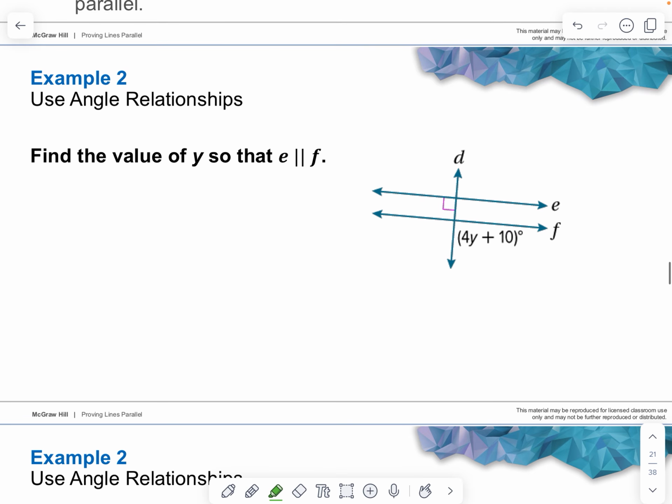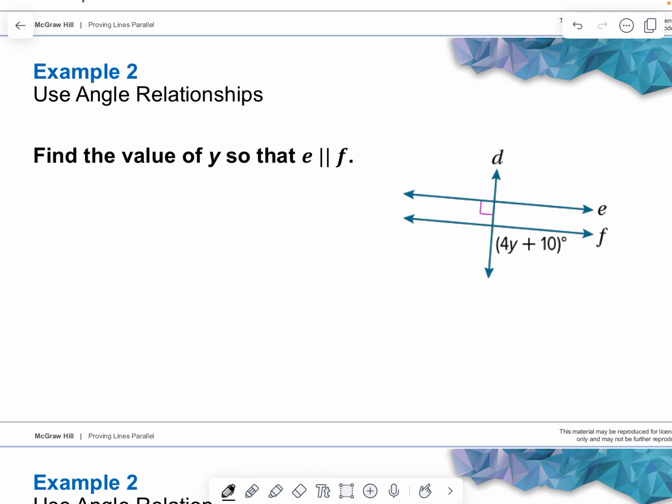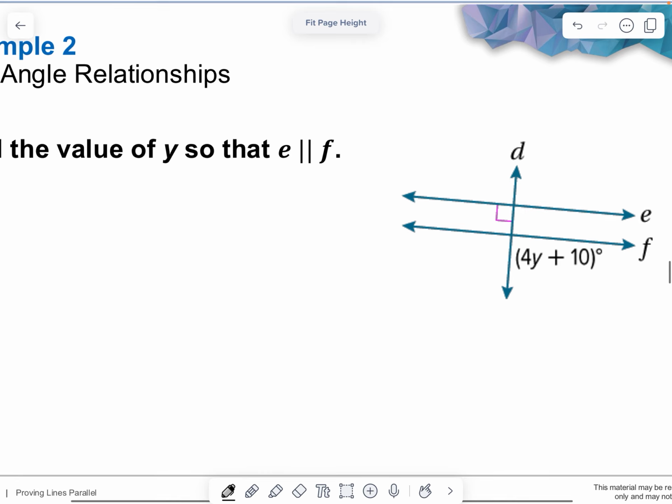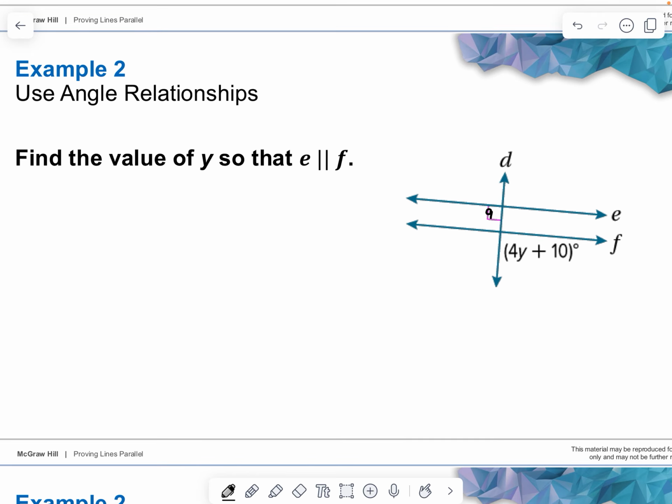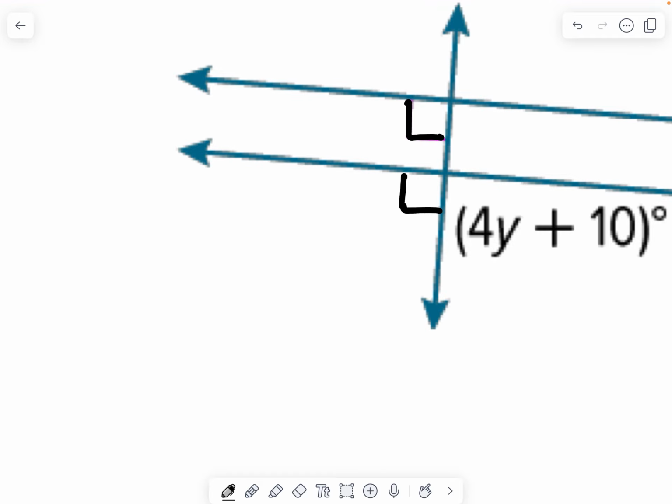Okay, let's go to example 2. Find the value of Y so that E is parallel to F. Okay, so if E is parallel to F, they show us this, and they show us that this one is 90 degrees. Well, if E is parallel to F, and we learned that perpendicular rule, if the transversal is perpendicular to one line, and if they're going to be parallel, then it has to be perpendicular to the other. And we learned with perpendicularity that if it's perpendicular at one spot, then all 4 have to be perpendicular.